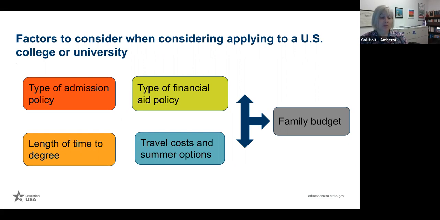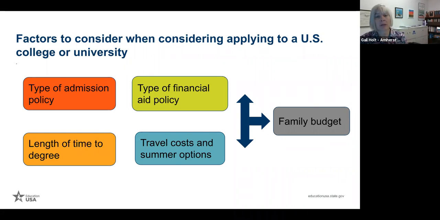I say that because if a school is need blind, you want to not worry about the financial aid. Unfortunately, most of the colleges in the US do need to consider financial resources for international students coming to the US because funds are so limited.